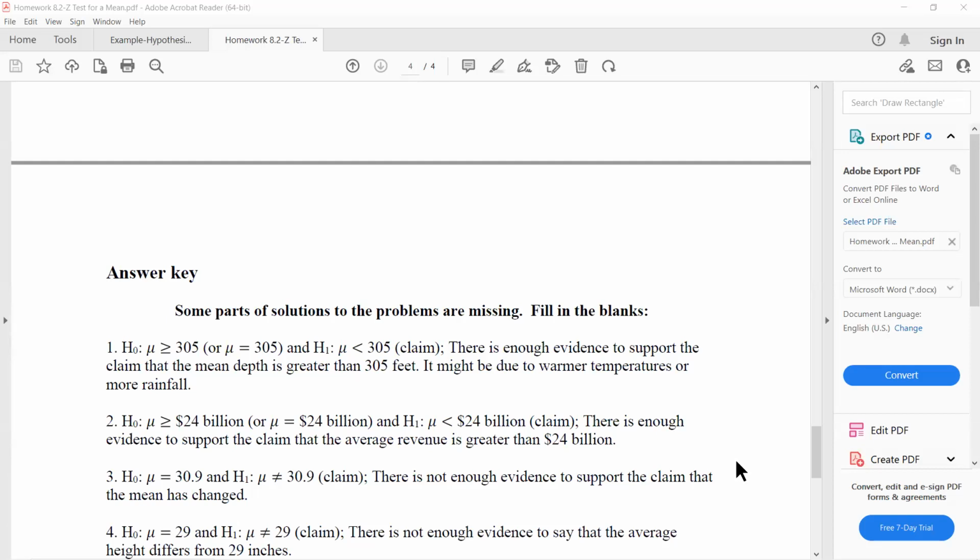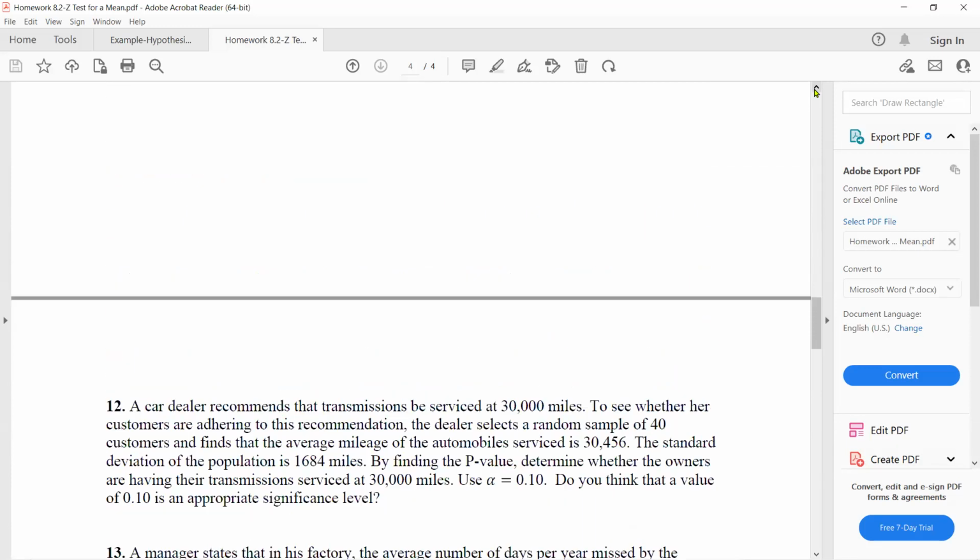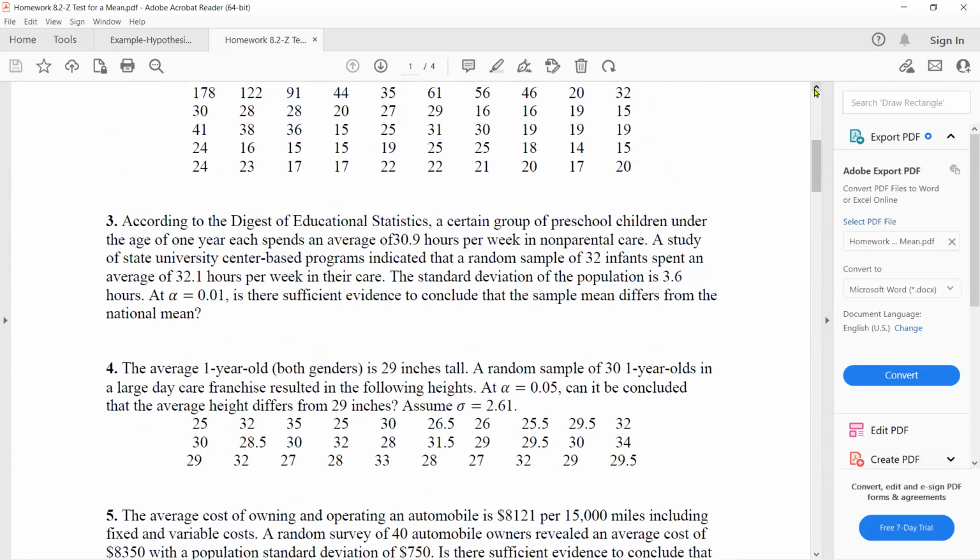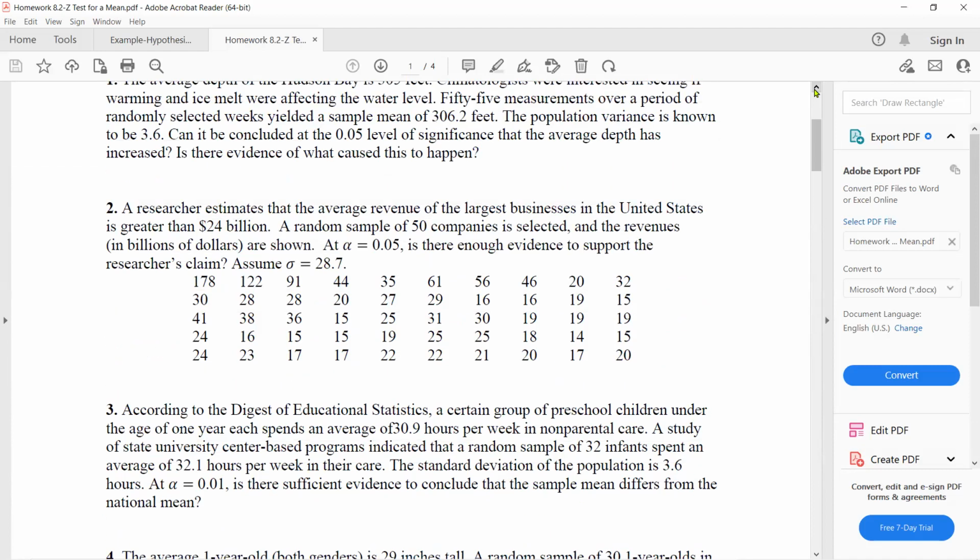All right, so here we have H0. Remember our claim, let me go back to the beginning here. It's greater than $24 billion. The researcher claims that the average revenue is greater than 24 billion. So I'm going to write this on the whiteboard. For number 2, we're gonna start with the preliminaries. We're gonna say parameter equals population mean. Then you're gonna start with your givens.